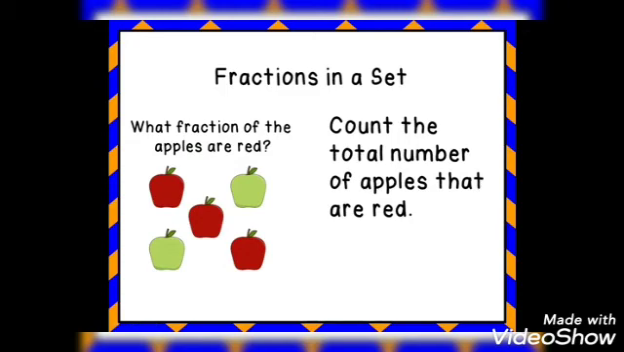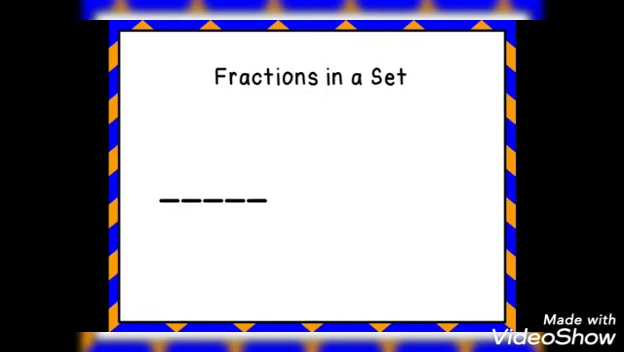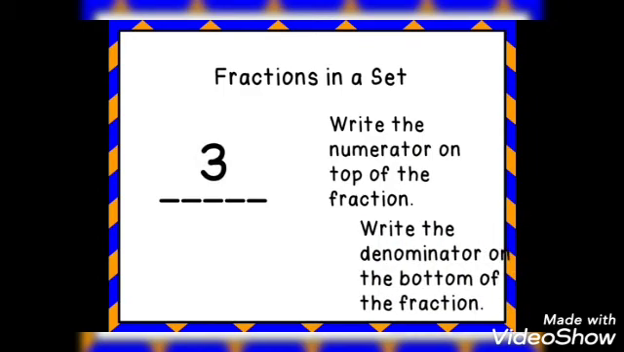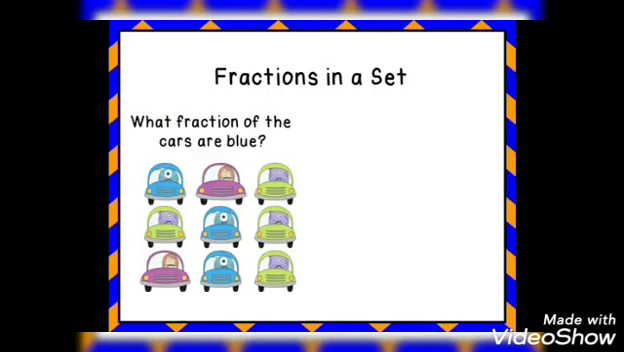Now count the total number of apples that are red. So let us count: 1, 2, 3. So this is called the numerator. So what fraction do we get? Write the numerator on the top of the fraction. So this is 3. Write the denominator on the bottom of the fraction. So that was 5. So how many out of the total 5 apples were red? 3.